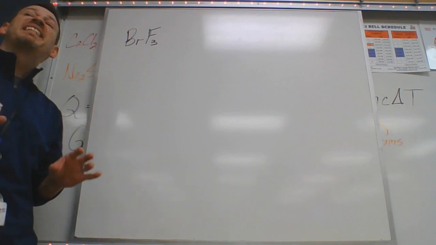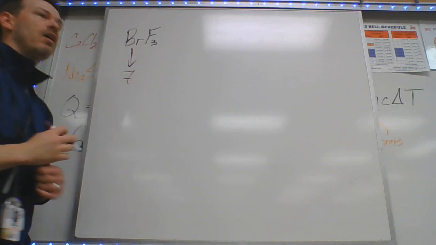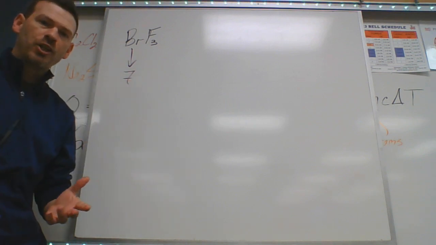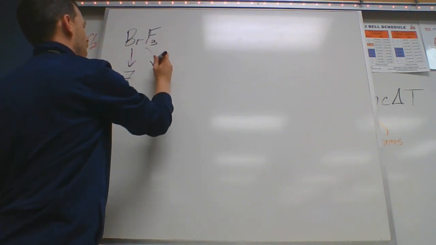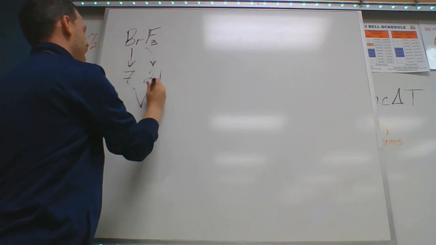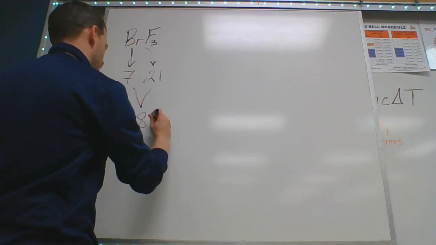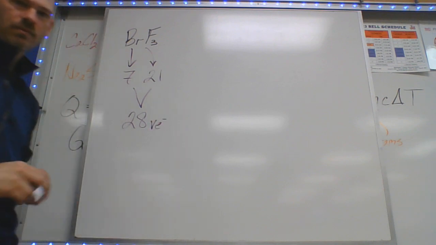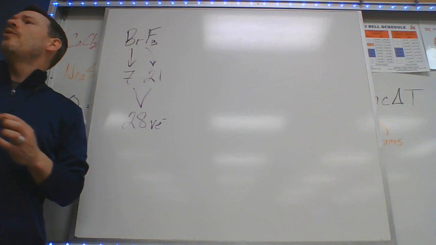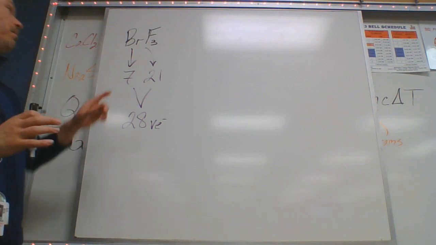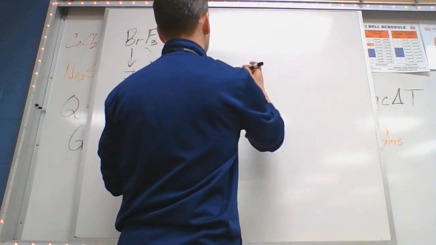Bromine is in group 17, so he's got 7 valence electrons. Fluorine, also a halogen, has 7 times 3 is 21, for a grand total of 28 valence electrons. We know that next we pick a central atom, so I'll put bromine in the middle because there's the least amount of him.